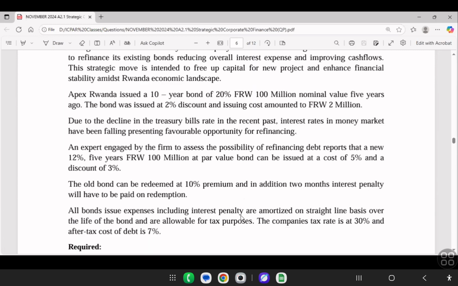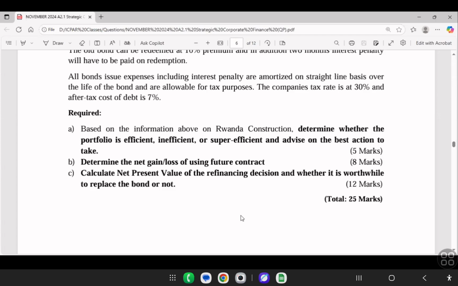We are required, number A, based on the information above on Rwanda Construction, to determine whether the portfolio is efficient, inefficient, or super efficient, and advise on the best course of action.